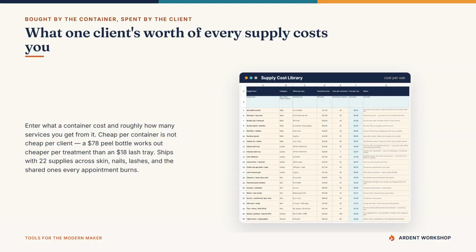Start with the library. Enter what a container cost and roughly how many services you get out of it. One honest count beats a year of guessing. It ships with 22 supplies across skin, nails, and lashes. And it shows you something a price list never will. A $78 bottle of peel solution costs less per client than an $18 volume tray.